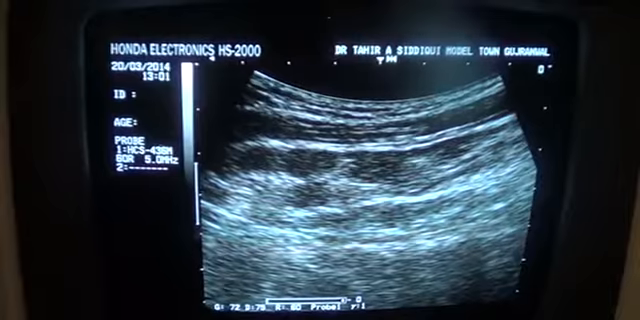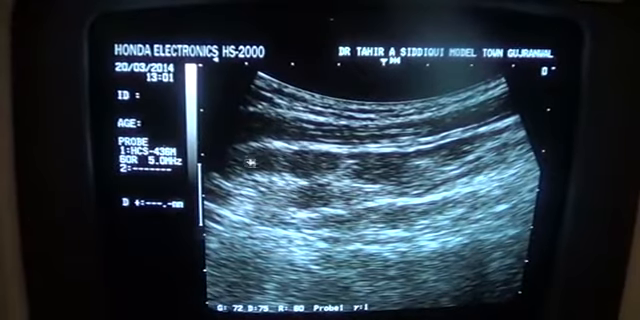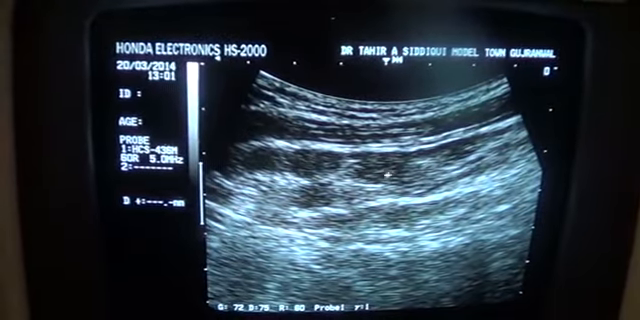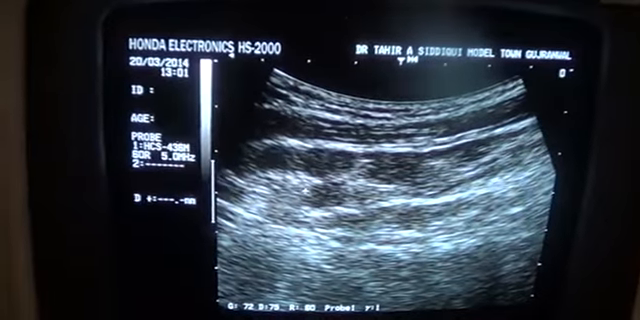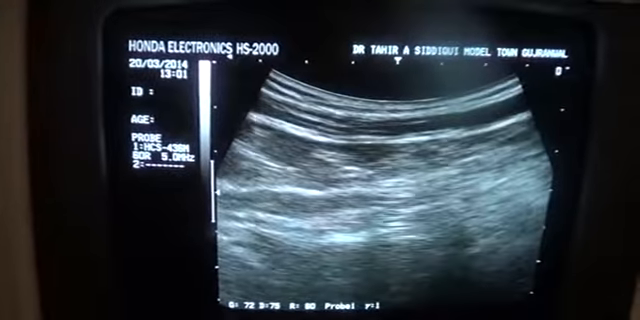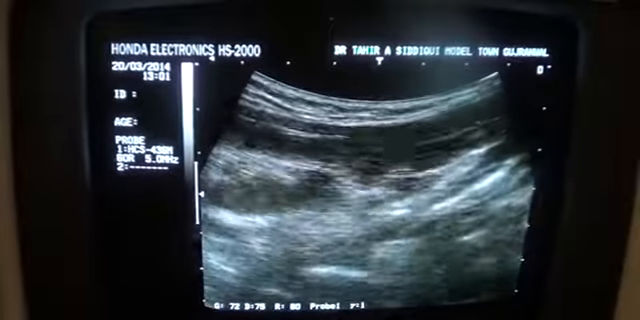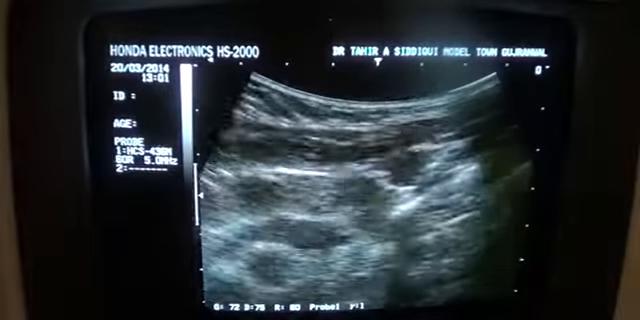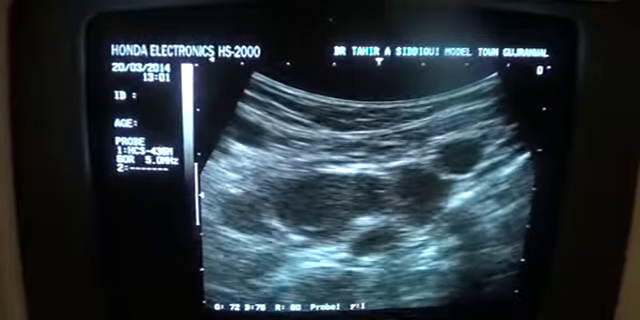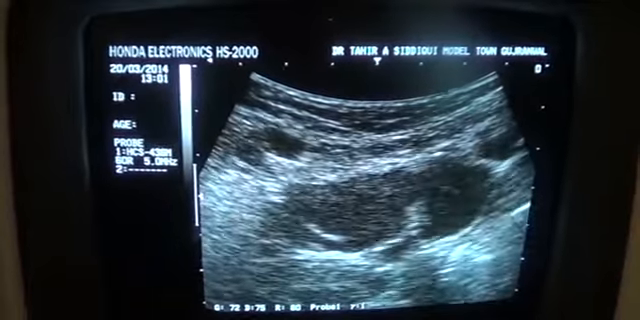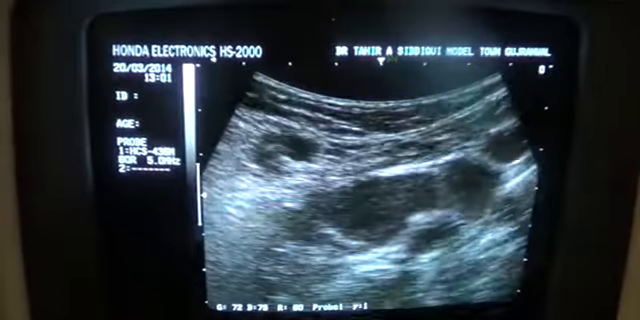Now these are again lymph nodes. 1, 2, 3, 4. Rather, there is a chain of lymph nodes that you can follow up to the submandibular region. This is the submandibular region and the largest one in this region.